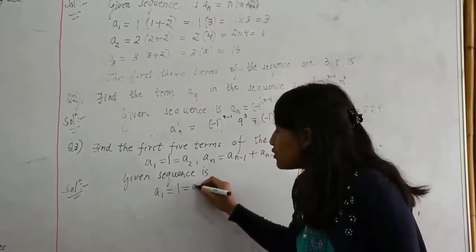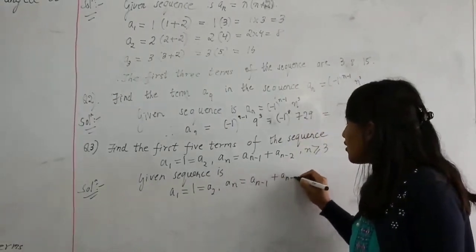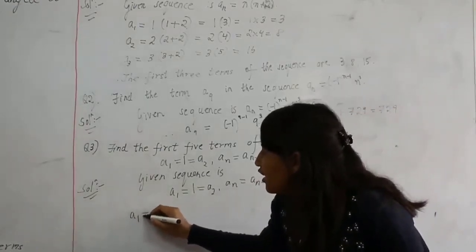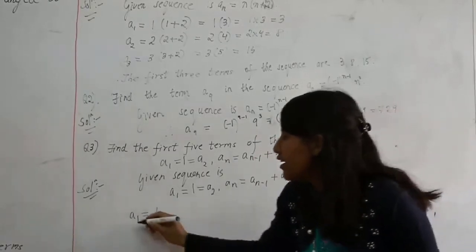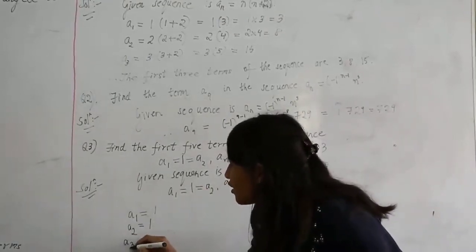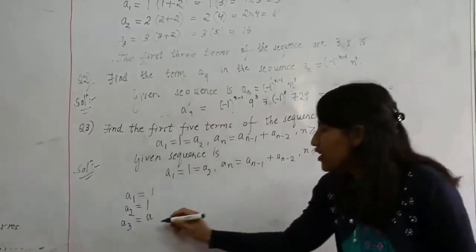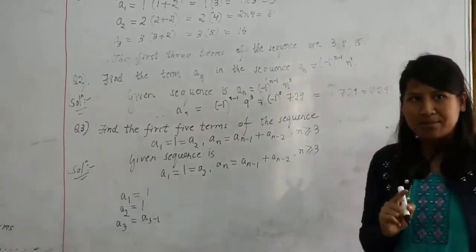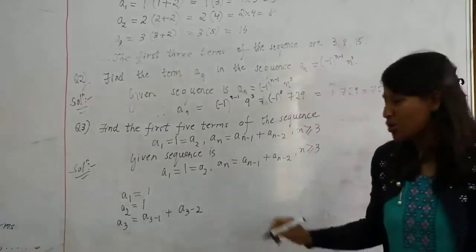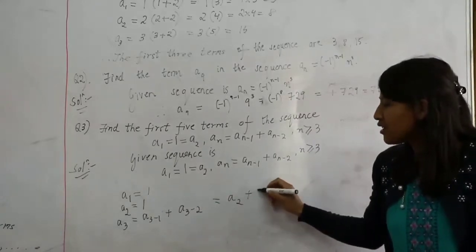A1 equal to 1, equal to A2, and then An. Back first this one. Then you have to find the terms, right? A1, okay? It is 1. Then A2, it is what? Given 1. Then A3, how to find A3? You follow this rule, okay? So A, in place of N, you put 3 minus 1, this is subscript, okay? A3 minus 2. So, A3 minus 1 is A2, this one is A1.